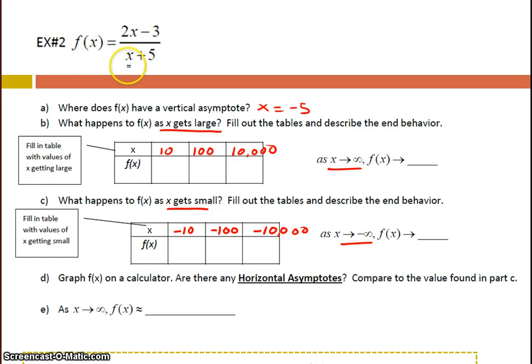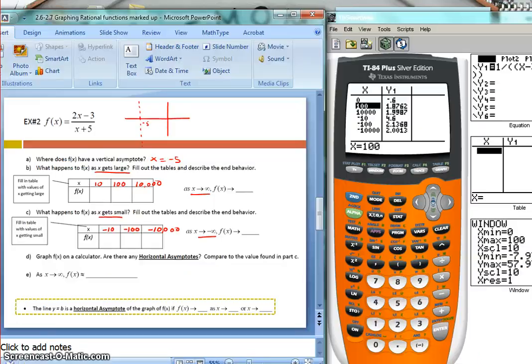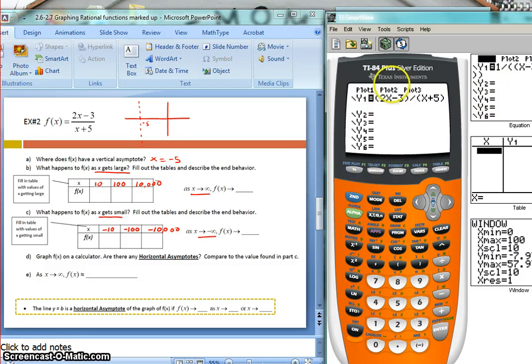Remember, we have a new function now, of course. We have to change the y equals. So let's go back to the calculator. Now I put the new function into the calculator. So I have 2x minus 3 and x plus 5. Both of them need parentheses. And then I went to the table and I put in the values. So I have as x is getting big, 0, 100, 10,000. What's happening to these numbers?